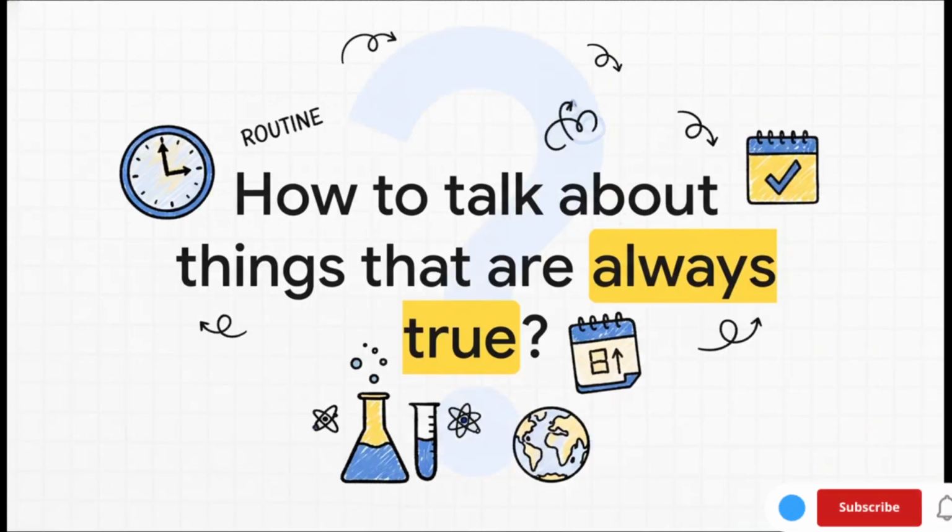So, have you ever stopped to think about that? How do you talk about your daily habits? Or how do you state a fact that never changes, like the earth revolves around the sun? Well, you're already using the simple present tense. Let's break down exactly how it works and why it's the perfect tool for the job.